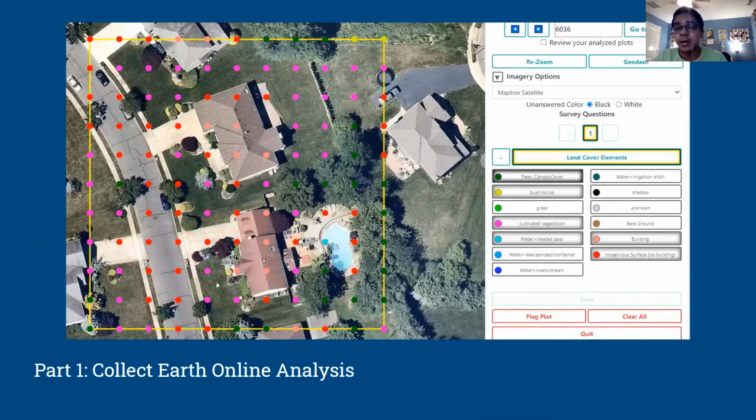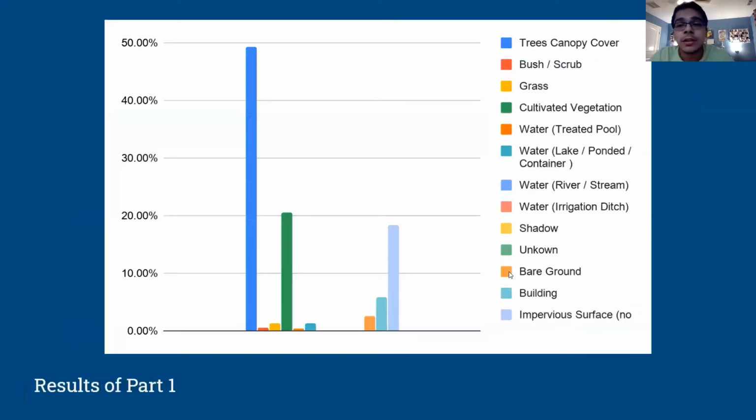What I did to conduct my research was, one, I analyzed the actual land cover of my community by taking several points across a wide distance. I hope to get an accurate representation of the average land cover in my community. And I did so using the Collect Earth Online software, which you can see here. There are different land cover elements, which I labeled, and the results are pretty clear cut.